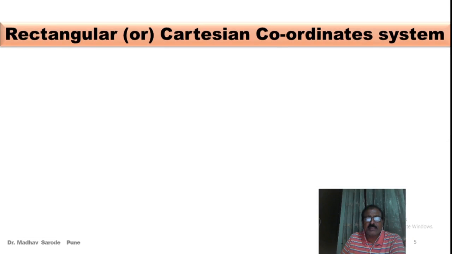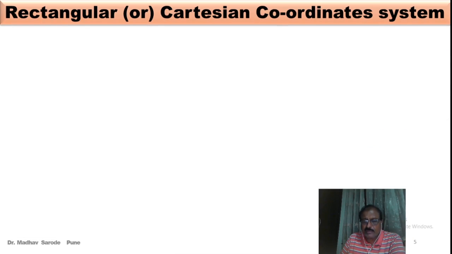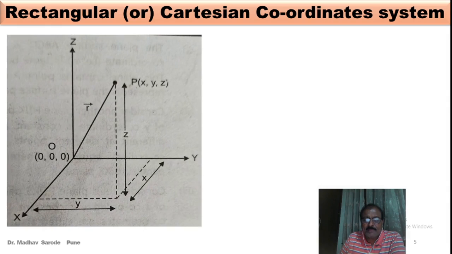The first coordinate system is the rectangular or Cartesian coordinate system. In this Cartesian coordinate system, what is meant by the coordinates, what is the coordinate surface, and what are the coordinate lines. These three basic concepts we must know about the Cartesian coordinate system. So let us see. We draw this Cartesian coordinate system which is three-dimensional. The point P is a position in space, so we use the coordinates x, y, z, along the x-axis, y-axis and z-axis.